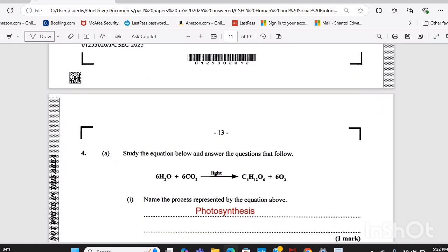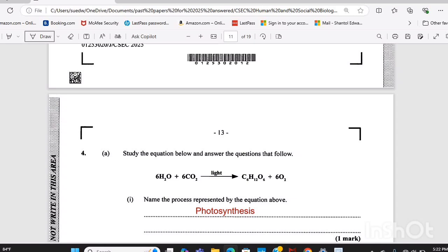Now it says, study the equation below and answer the questions that follow. Name the process represented by the equation above. And you saw the answer already, that's photosynthesis. Now, this equation is the chemical equation, and that's why I say to the students, please learn your chemical equations. I know this is not chemistry, but it is required of you to know them.